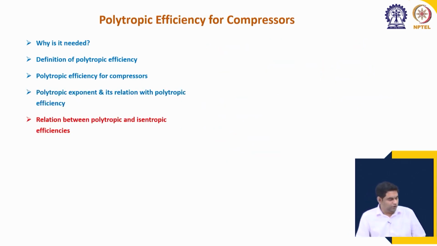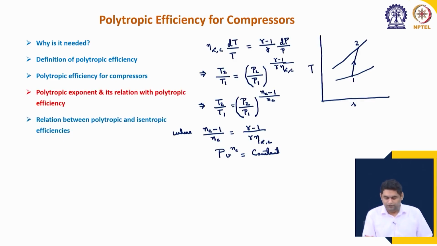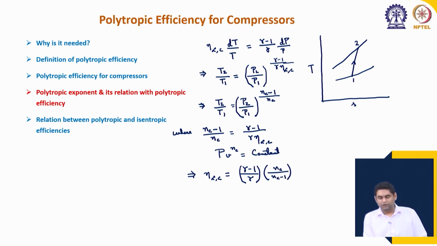Now, we can even rearrange this a little bit to write the efficiency in terms of the exponents. So, eta infinity c can be written as gamma minus 1 by gamma multiplied by n_c by n_c minus 1. This is the relation between the polytropic efficiency and the exponents.